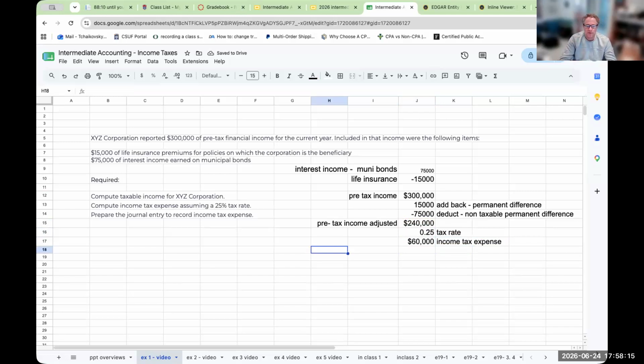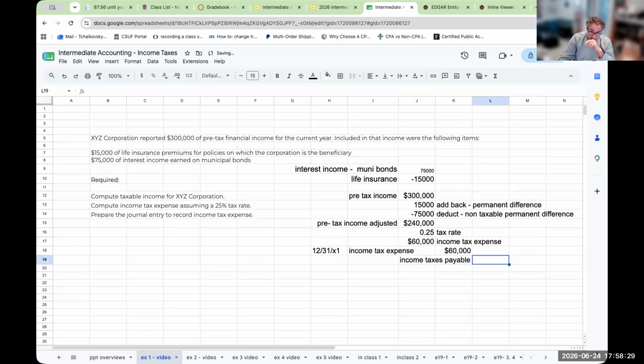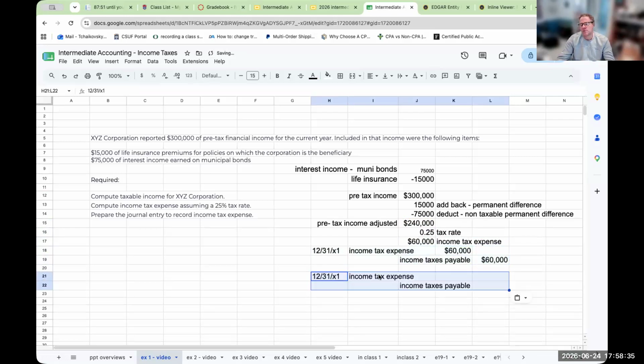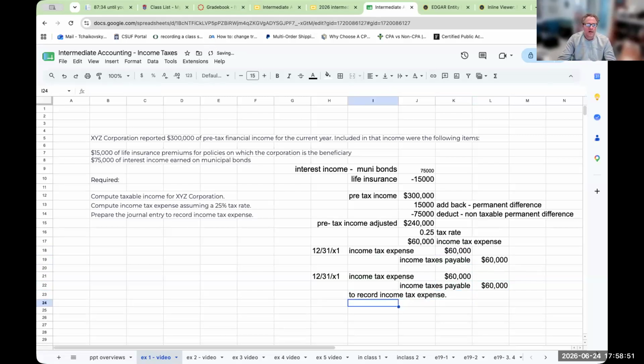So the way I would go through and do this is I would say 12/31/X1, I would say income tax expense 60,000, and then I would have income taxes payable of 60,000. Now remember, this is a very simplistic example, but I think it helps us illustrate what's happening over here. And this is to record income tax expense.